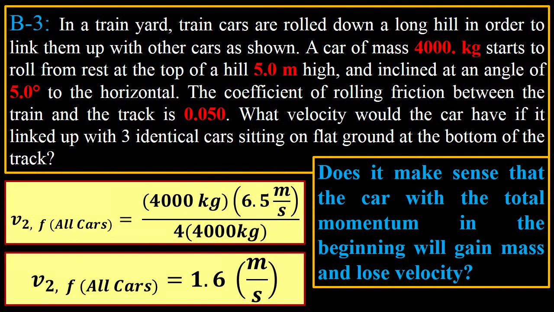The only thing contributing to the momentum in the initial is the car on the ramp. Does it make sense that the car with the total momentum in the beginning will gain mass and lose velocity? In other words, it's going to hook up with the cars and gain mass. So it's going to go from 4,000 to 16,000. And then the answer is 1.6 meters per second.